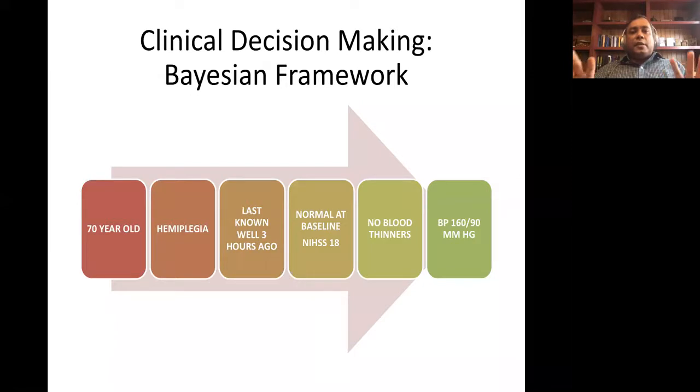So finally, I just wanted to put imaging in context to say that imaging doesn't operate alone. It operates in the clinical context. And clinical context is Bayesian, which means that as we get more information, we know more about a patient. In this example, a 70-year-old had hemiplegia, was last known normal 3 hours ago, at baseline did not have any previous comorbidities, but has an NIH of around 18 now, is not on any blood thinners, and has a blood pressure of this much. You already know that this is a person who's highly likely to benefit from treatment, right? So the posterior probability, in a Bayesian framework, of this person benefiting is high.